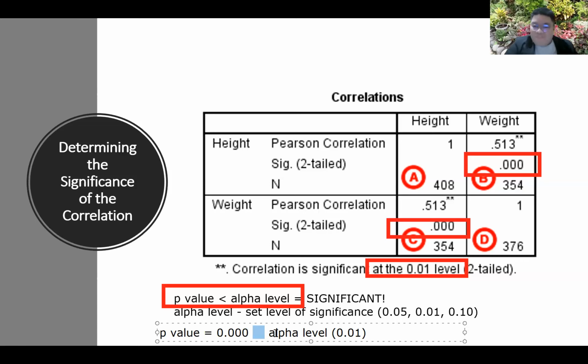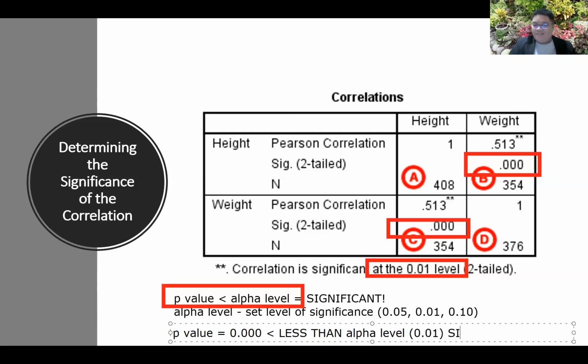So class, the p-value is less than the alpha level of 0.01. And for that, we can conclude that this test is significant. Eh sir, ano ngayon kung significant? Class, since it's significant, we can say that the relationship is not because of error. Okay? Tandaan nyo, ha? Ganun siya mag-interpret.